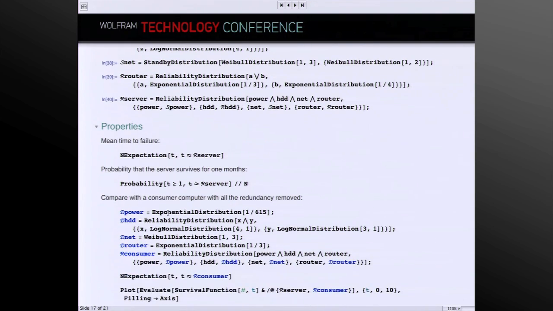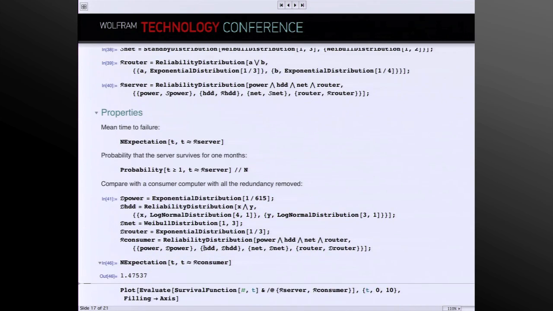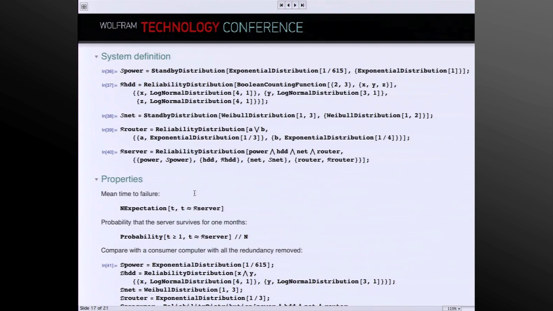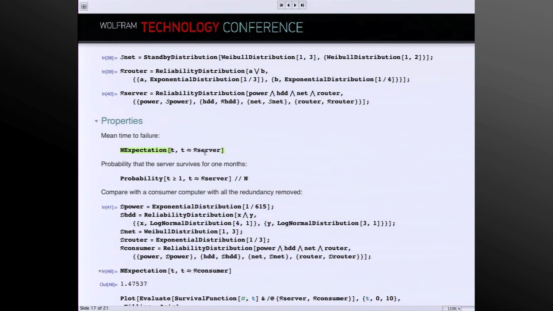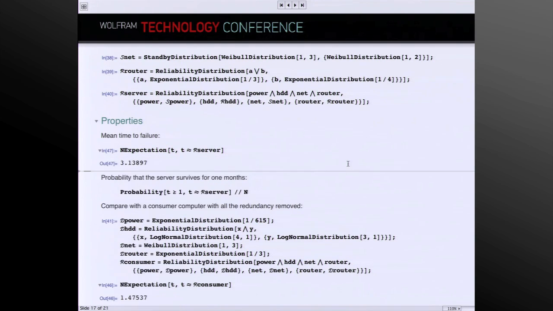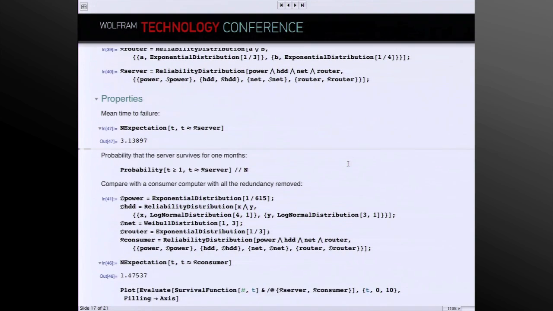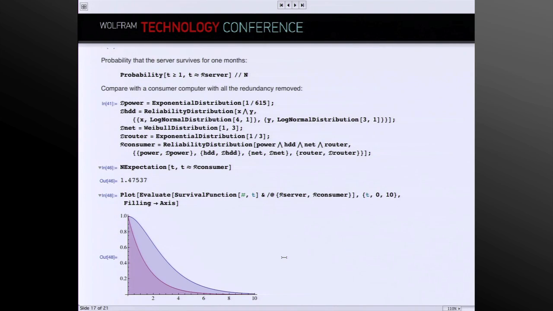And let's compare this with a typical computer system without any redundancy. And we'll see here that the expected time to failure varies from 1.5 years for the simple consumer computer to 3 years for a more server-grade computer. And if we just look at the survival functions there, we'll see how much more reliable the server computer is.